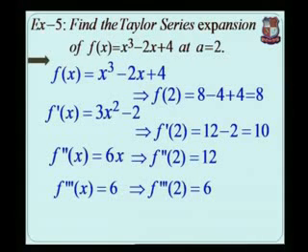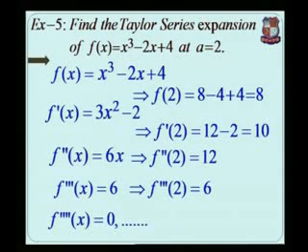So if we take the 4th derivative, then that is 0, and similarly the 5th derivative is 0, and so on, since the cube power is given. It means all the derivatives after the 3rd are 0. So now in this expansion we have f(2) equal to 8, f'(2) equal to 10, f''(2) equal to 12, and f'''(2) equal to 6.